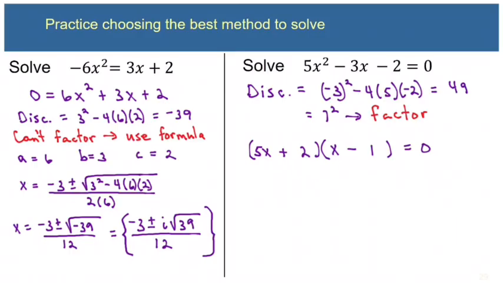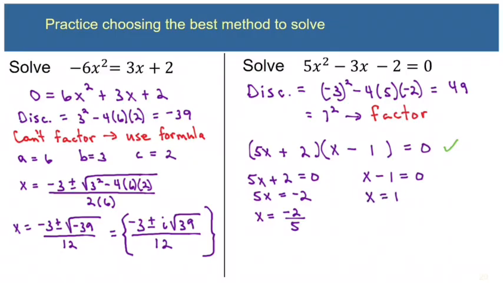Now I can use the zero factor property. If this times this is 0, one of the factors has to be 0. If the first factor is 0, then 5x equals negative 2, and x equals negative 2/5. If the second factor is 0, then x equals 1. And so our two solutions are negative 2/5 and 1.